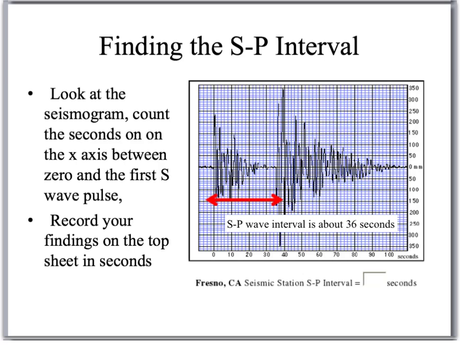We take a look here. We start at 0, and our first pulse is here. We draw down, and right around here is 36 seconds.